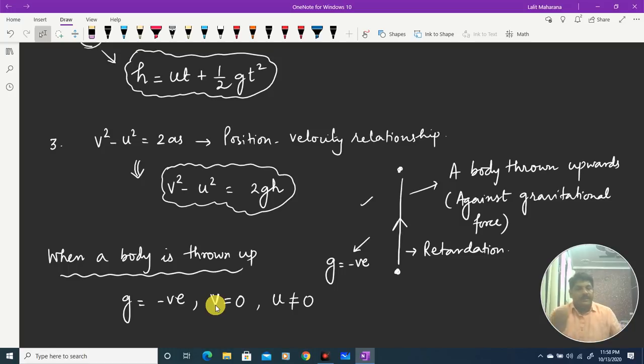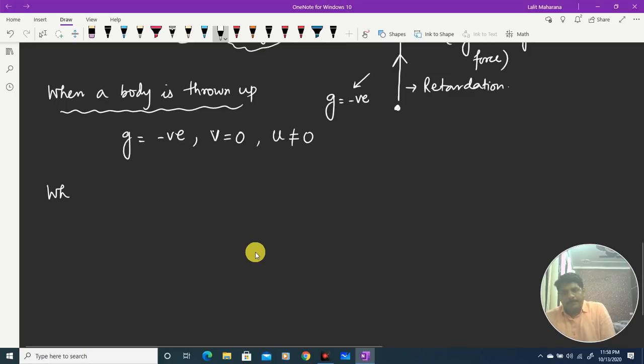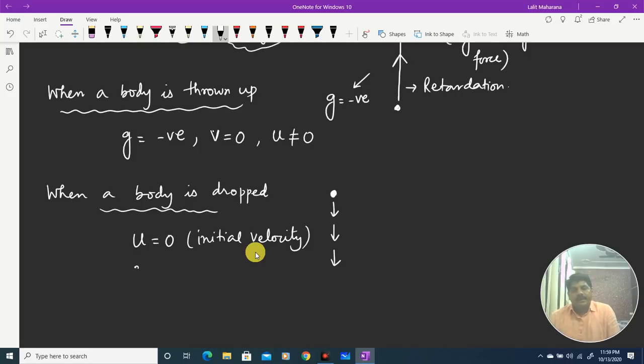A second type of situation: a body is dropped from a certain height. When a body is dropped, it comes down due to gravity. So in this case, initial velocity u would be equal to 0 and g is taken as positive, or you can say plus 9.8 meter per second square. And certainly when it is falling towards the ground with gravitational force, when it hits the ground, the final velocity would be the maximum.